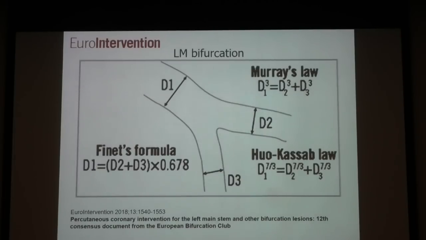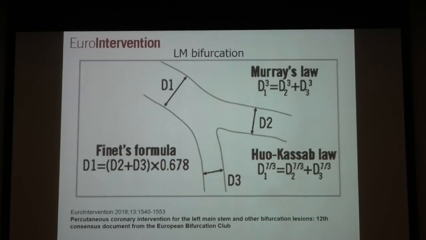Bifurcation of the left main is extremely important to understand the sizing. Now there are several formulas that can give you an idea about the size of the left main compared to the LAD and the left circumflex. If you take these formulas, Murray's law: the left main to the power of 3 equals LAD to the power of 3 plus the left circumflex to the power of 3. If you use this formula, people like to complicate it.